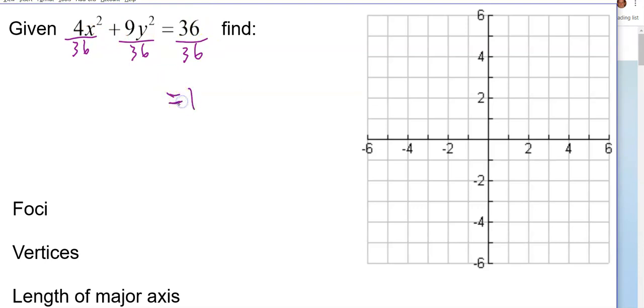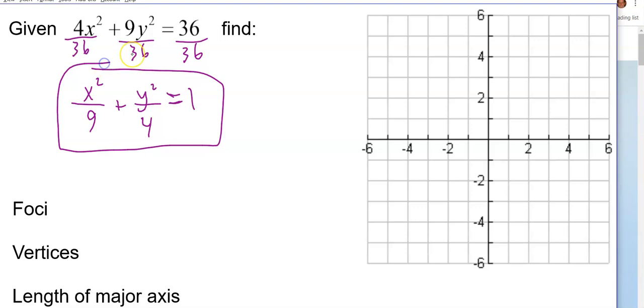Right away, it's starting to look like an ellipse equation. So 4 divided by 36 is 1/9, I believe. So that's 1 over 9. Plus, I think 9 and 36 cancel. That's 1/4. So that's y squared over 4. Now we have our equation, right?